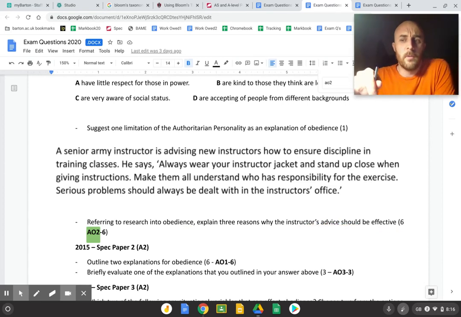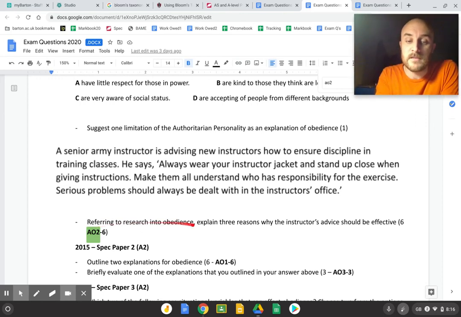Now, this is actually quite a complicated question because you have to refer to Milgram here, referring to the research into obedience. Explain 3 reasons. So you have to talk about Milgram and also apply.